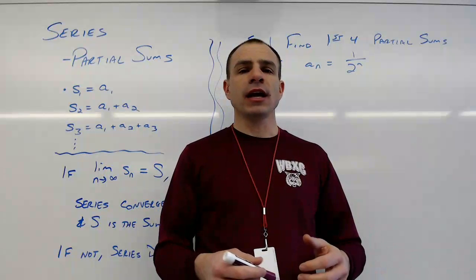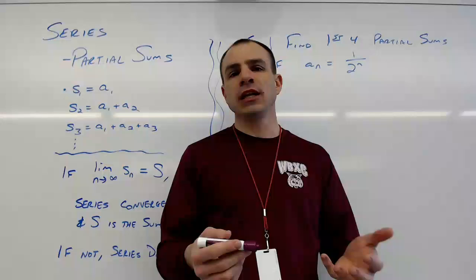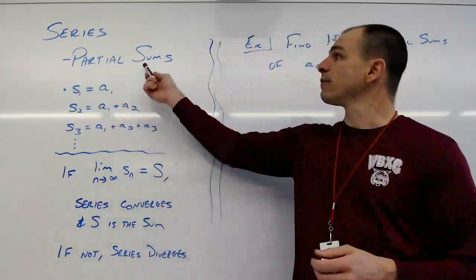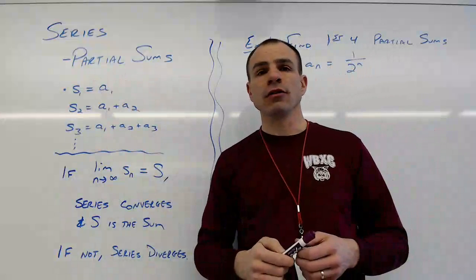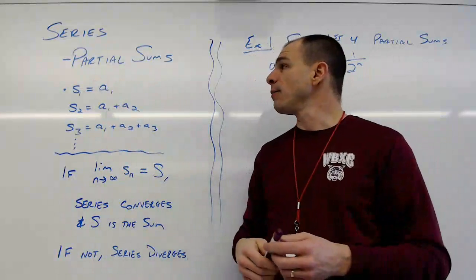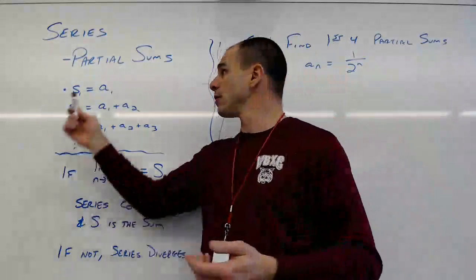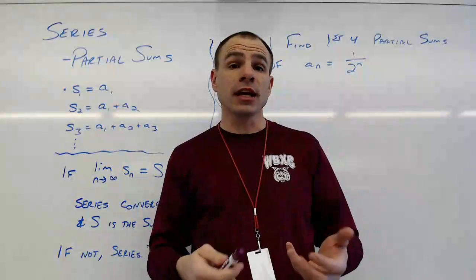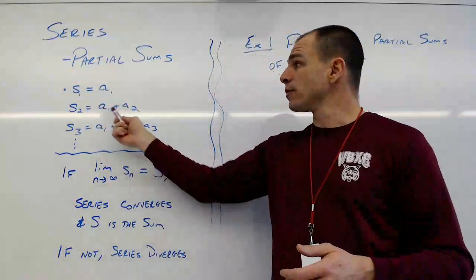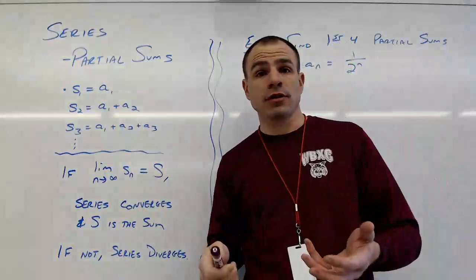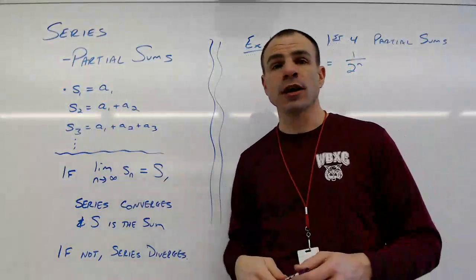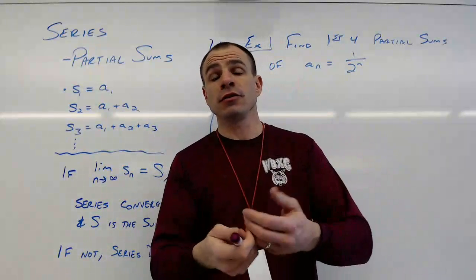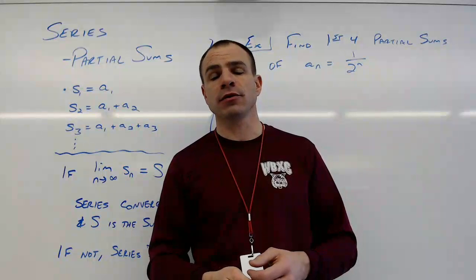So can we actually find some mini sums or some partial sums? That's what we're going to start looking at first, the partial sums. The first partial sum is just the sum of the first term, which is itself. The second partial sum will be the sum of the first two terms. The third partial sum will be the sum of the first three terms, and so on and so forth. And the nth partial sum will be the sum of the first n terms.